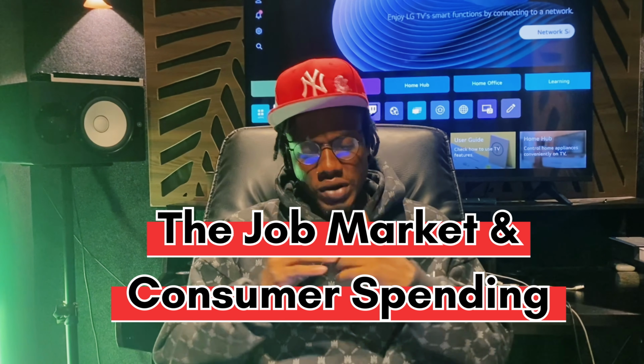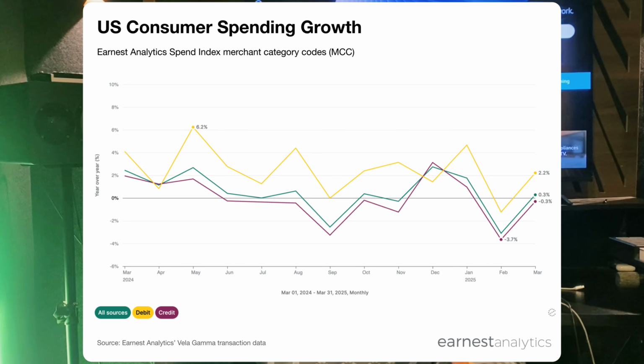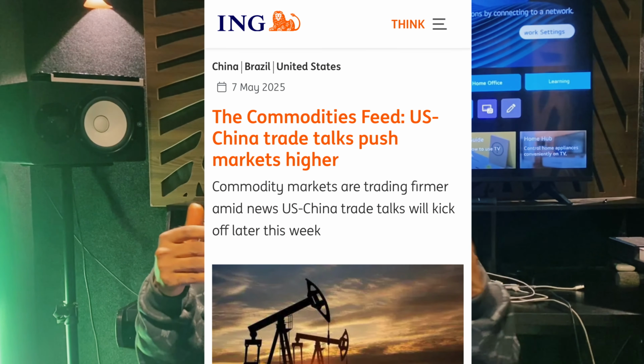Okay, now let's look at the job market and consumer spending. The job market remains relatively strong with unemployment at low levels. However, consumer spending is starting to show signs of weakness, with higher borrowing costs taking a toll on households. Of course, you know how this thing goes, right? At the end of the day, the household suffers. Okay, so you might be wondering why there's an increase in prices of goods, eggs spiking up, a lot of commodities going up. This is practically the reason, all right?